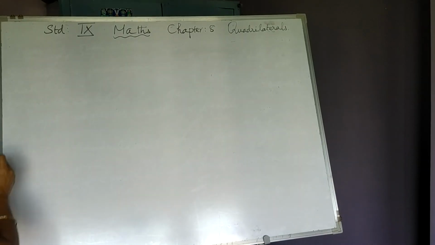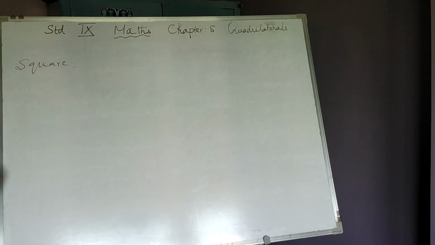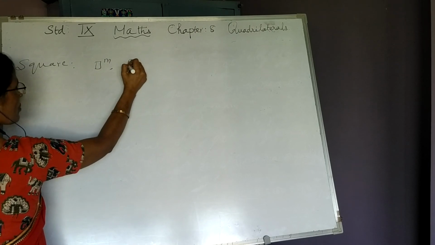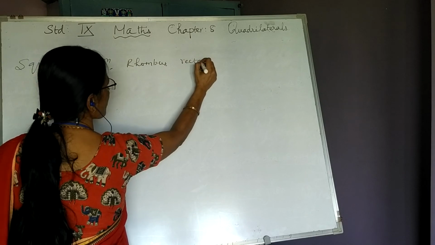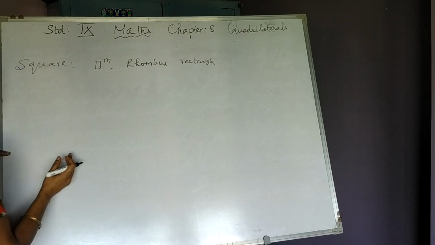Some more points we understand regarding square. If you consider a square, it has the property of a parallelogram. It has the property of a rhombus. Also, it has the property of what? Property of a rectangle. So a square can be a parallelogram, a square can be a rhombus, or a square can be a rectangle.